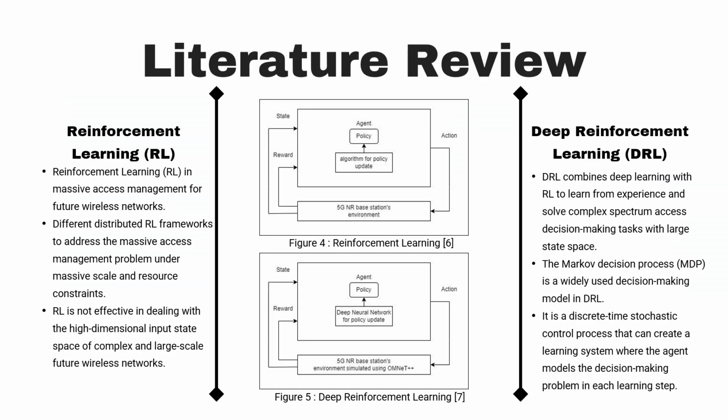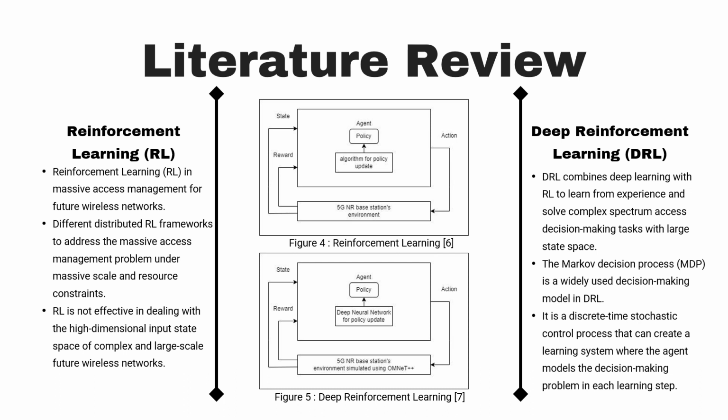Reinforcement learning in massive access management for future wireless networks. Different distributed reinforcement learning frameworks address the massive access management problem under scale and resource constraints. Reinforcement learning is not effective in dealing with the high-dimensional input state space of complex and large-scale future wireless networks. Deep reinforcement learning combines deep learning with reinforcement learning to learn from experience and solve complex spectrum access decision-making tasks with large state space.